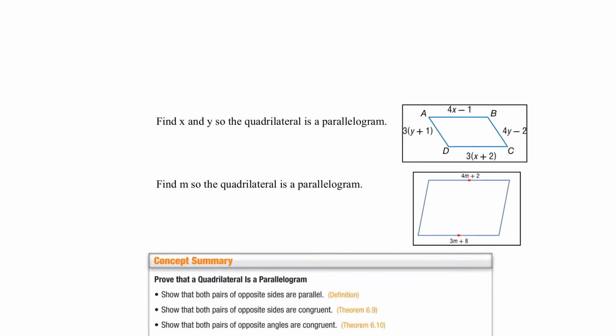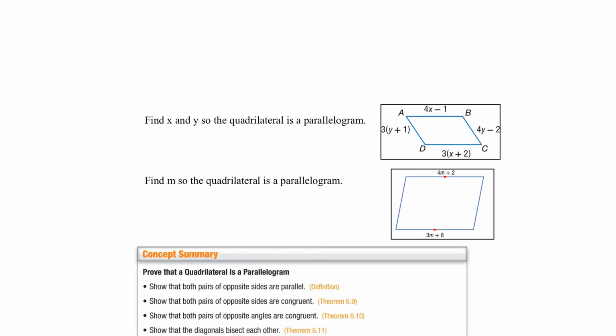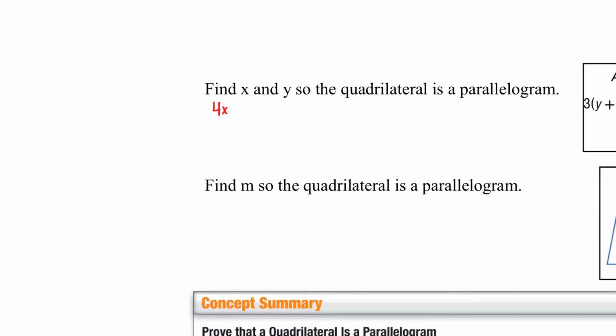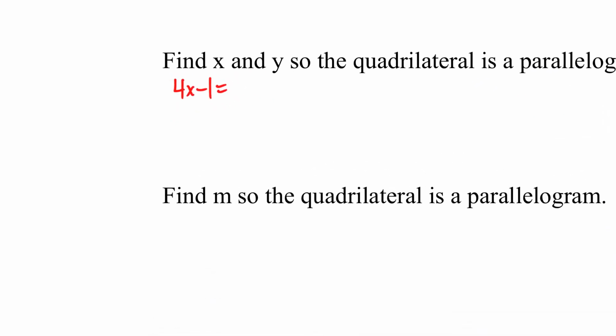All right. So on this one it says, find X and Y so that the quadrilateral is a parallelogram. So for this to be a parallelogram, what do I know about these two sides right here? They have to be congruent. And same thing here, these two sides have to be congruent to each other. So I need to find the value of X and Y that makes that true. So I'm just going to set them equal to find what the value of X needs to be. Let's start off with the X. So we're going to have 4X minus 1 needs to equal 3 times X plus 2 for this to be a parallelogram.